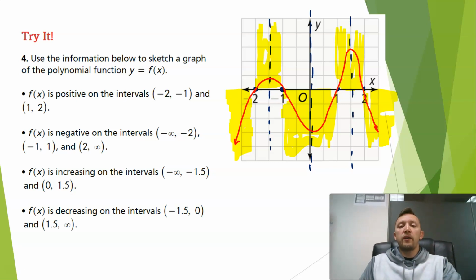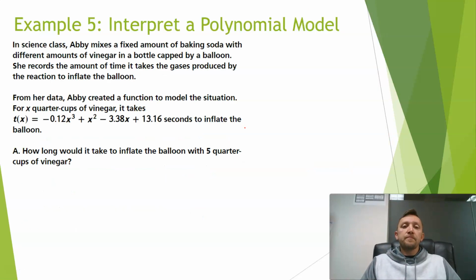Okay, so hopefully you had a graph that looks similar to mine. At least it was in those regions, had those x-intercepts, and it would change directions at those dotted lines. That's what you need. All right, so to end, we're going to end this lesson looking at some story problems and how we can apply what we've learned to story problems.